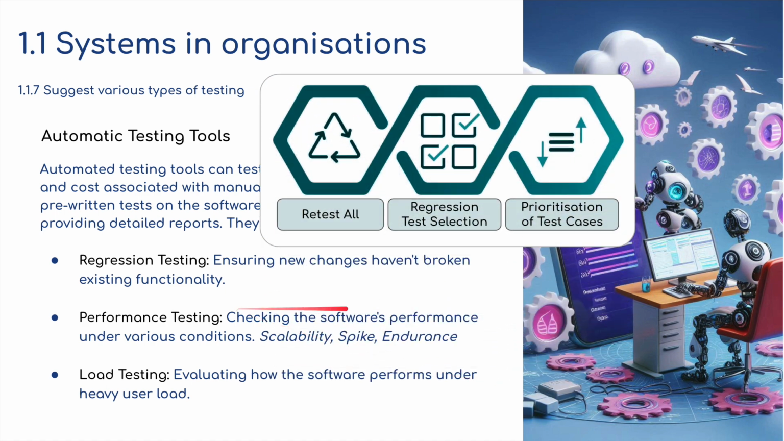And I've got an example of regression testing here. Retest everything. Regression test selected parts of the software, and then the prioritization of test cases. Basically, the importance of particular tests going well. Okay, significant parts within the code.